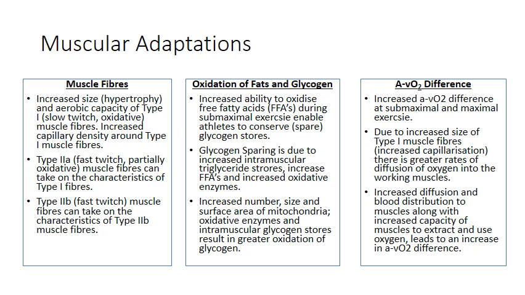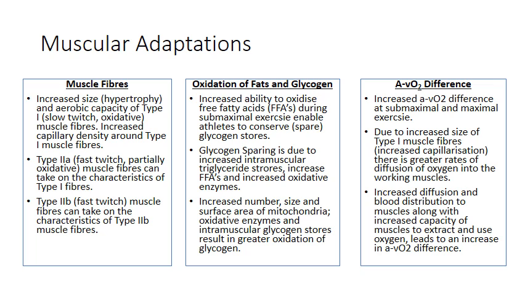With our muscle fibres, as a result of aerobic training, you will get hypertrophy of your muscle fibres, so they will get larger, and that will be restricted to your type 1 muscle fibres. They being your slow twitch fibres, the ones you predominantly use to do aerobic activity, so you'll have some increased size in them. You'll also have increased capillary density around your type 1 muscle fibres.